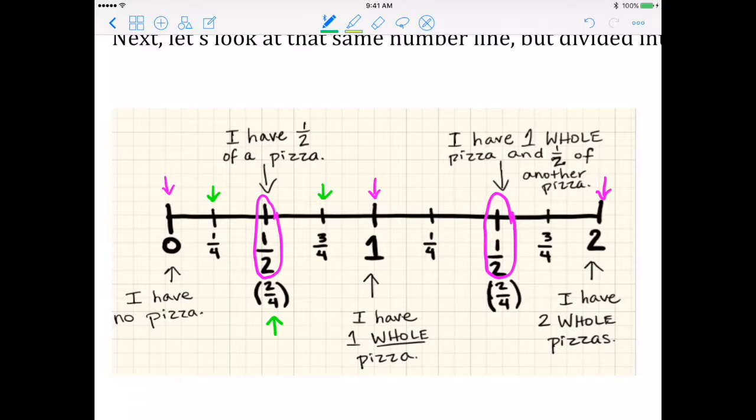This would technically be 4/4 or 1/2. And then we start back over again, but now we would say 1 and 1/4, 1 and 2/4, 1 and 3/4, or 2 whole, which would look like 8/4. Or you could say 4/4 again if you're just talking about a whole.